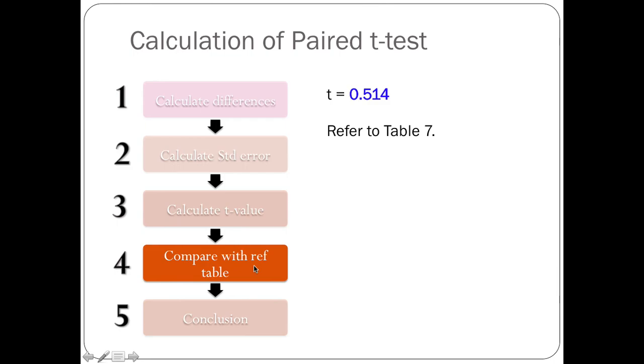Now we compare with the reference table. The t tabulated for the degrees of freedom is 9 because it's 10 minus 1. And your alpha, your significance level, is 0.025. Why is it so? Because it's non-directional. Therefore your 0.05 needs to be divided by 2 because it's in the 2 tails. By referring to reference table 7, you should obtain 2.262. It's not negative because this is positive.